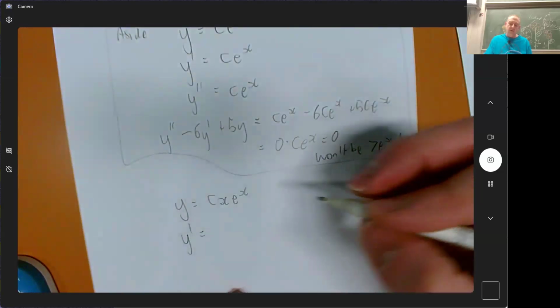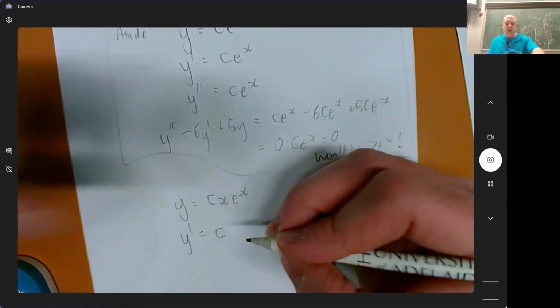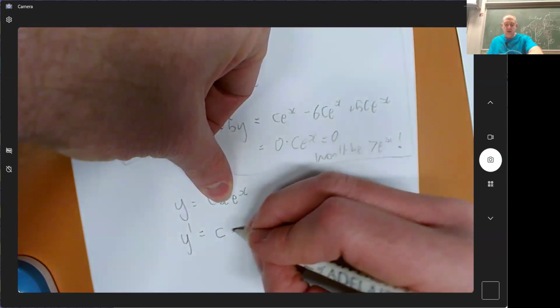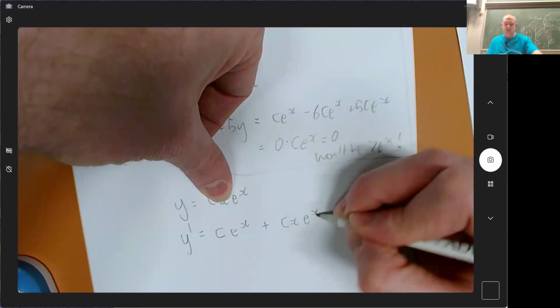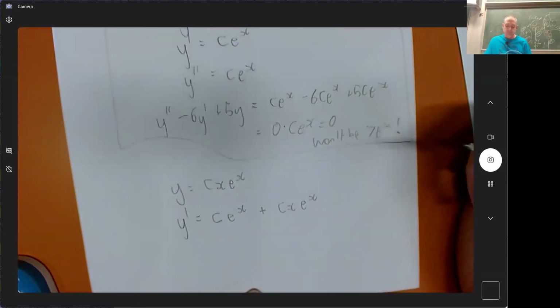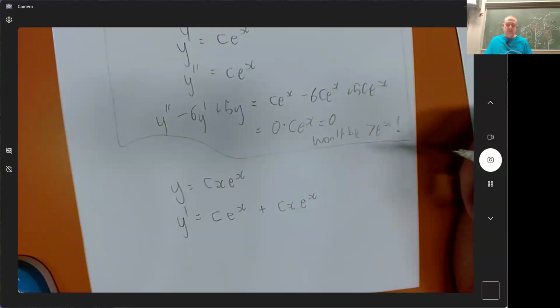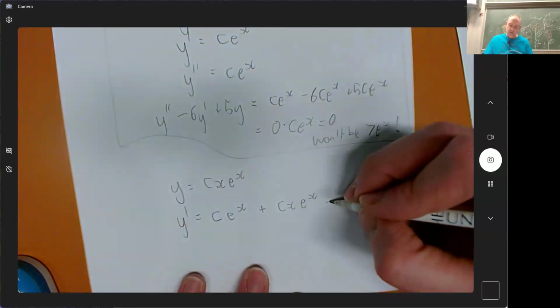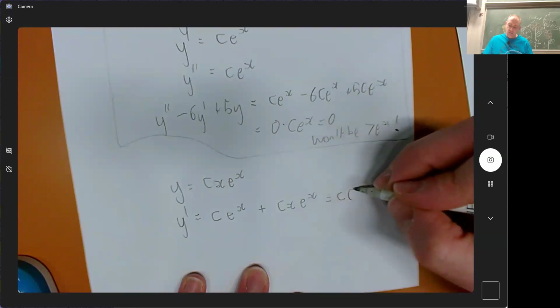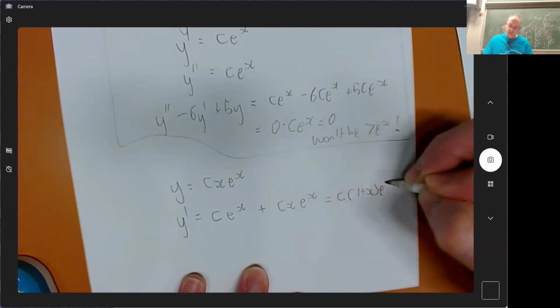Y dashed is therefore product rule, so I'll differentiate that and keep that, and then I'll keep that and differentiate that, so I get this. That's not nice. And then I will do it again, I suppose. I guess this is c1 plus x e to the x.